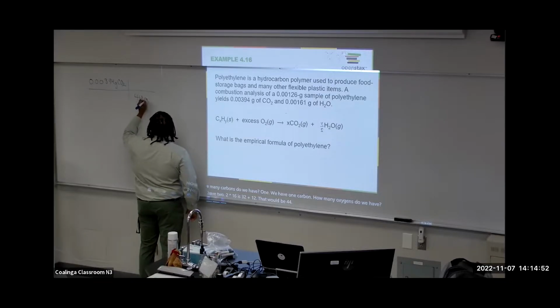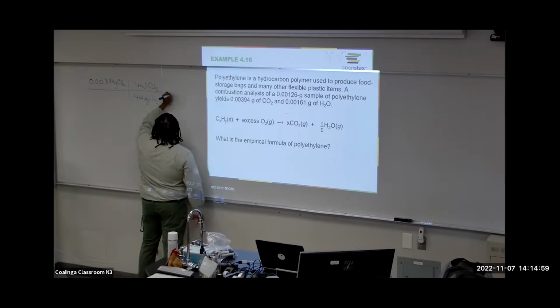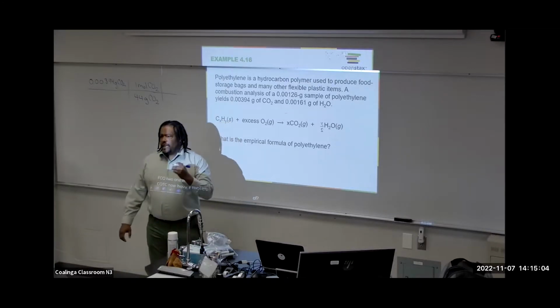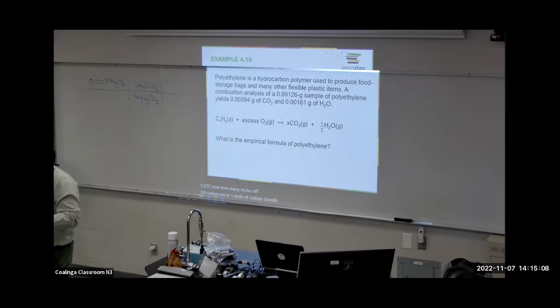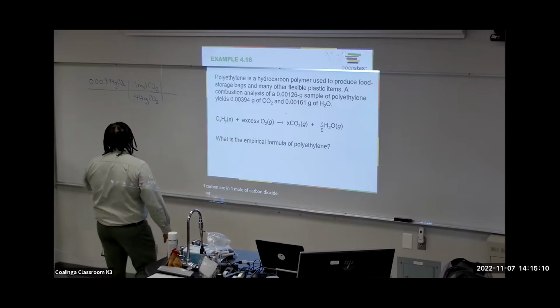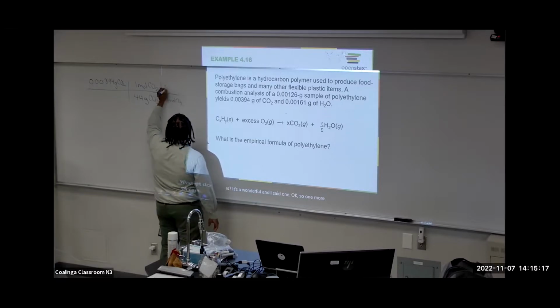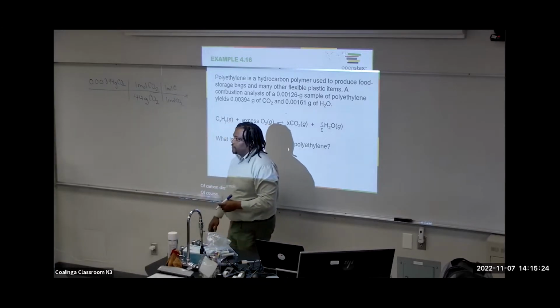44 grams of CO2, 1 mole of CO2. Now, how many moles of carbon are in 1 mole of carbon dioxide? 1, right? Because it's one carbon dioxide, 1. Okay, so 1 mole of carbon dioxide will give us 1 mole of carbon. Okay, we do that math.